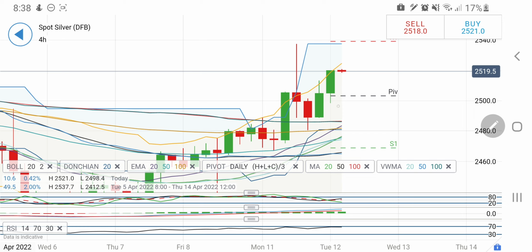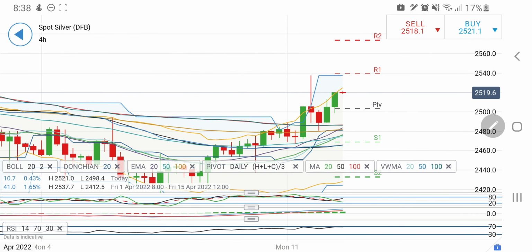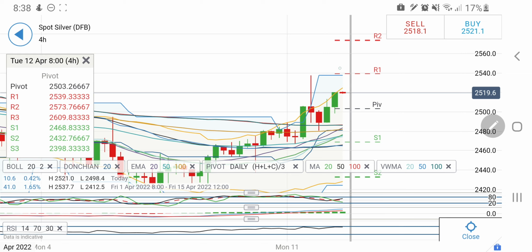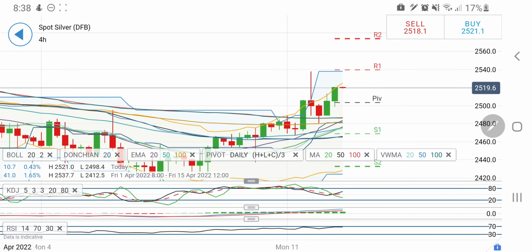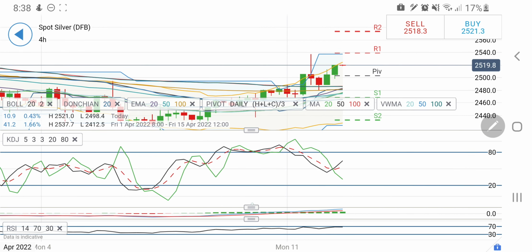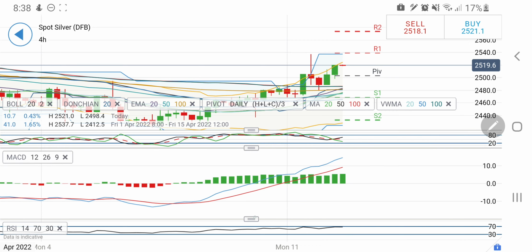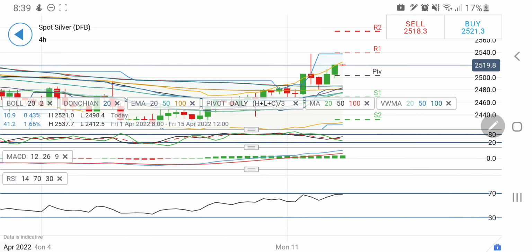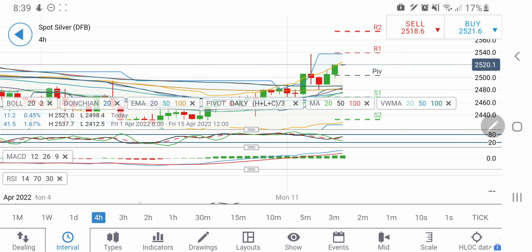But below 2500, the strong support is at around 2480 and 2470, 2460 zones, which is going to be a strong support zone for silver for any further drop. Above 2540, it may fly strongly towards 2565, 2580 levels. 4-hour stochastic looking upwards from here. MACD wide divergent and still on buy. RSI near to overbought, hence we have to be a little bit cautious here.